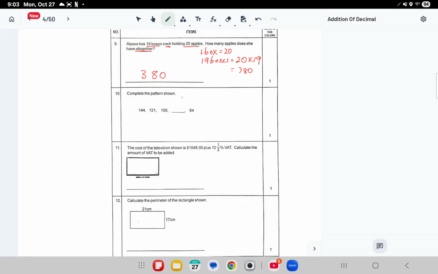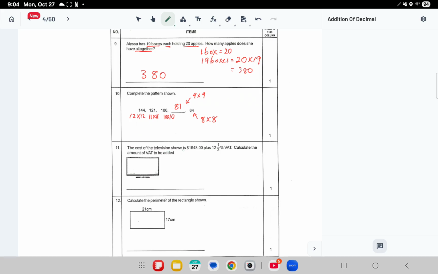They said complete the pattern shown. Alright, so we have 144, 121, 100. Looking at these here, we could realize that these are square numbers. So we know 12 multiplied by 12 is 144. 11 multiplied by 11 is 121. 10 by 10 is 100. So the missing pattern here would be 9 multiplied by 9, which is equal to 81. Because this here would be 8 multiplied by 8, which is 64. So our missing value is 81.